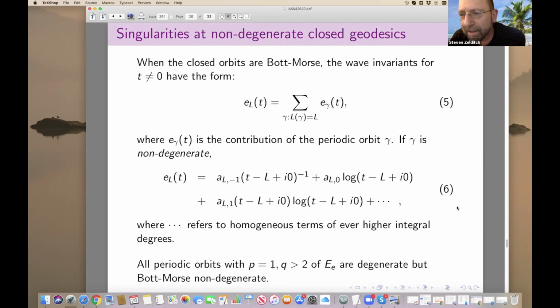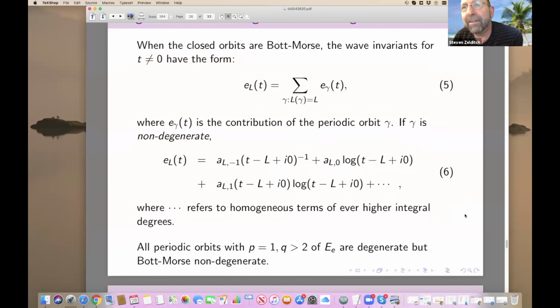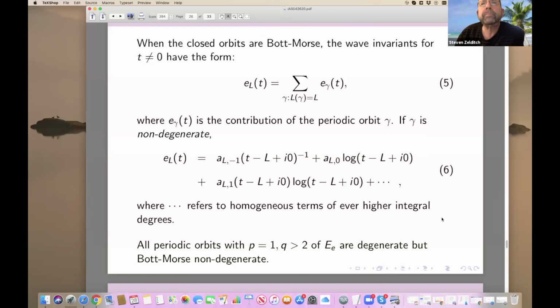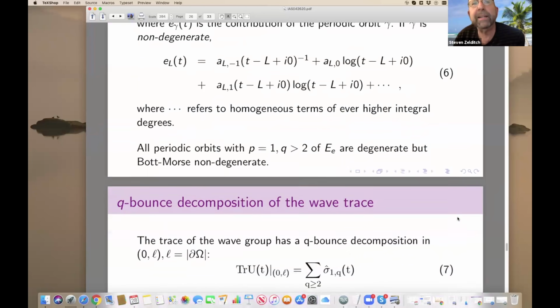However, the only two non-degenerate orbits for an ellipse are the major and minor axes. And we don't know that our mystery domain has any non-degenerate orbit, so we can't use this. I'm just reminding you what singularities look like if you have a nice situation. We could use this for the ellipse, though. But we don't actually do it this way.